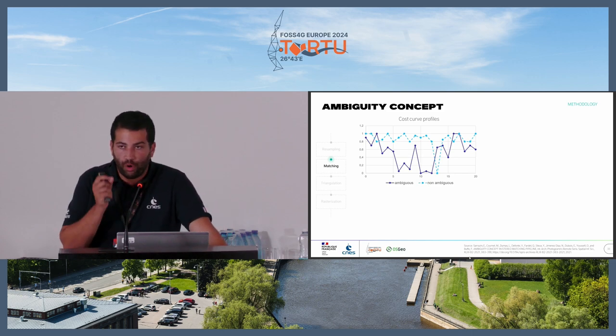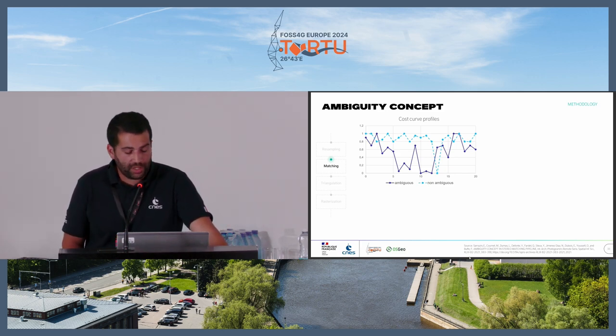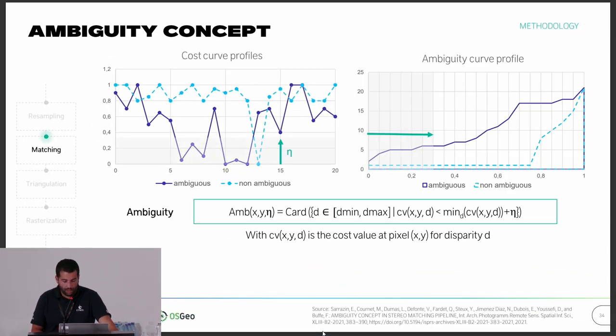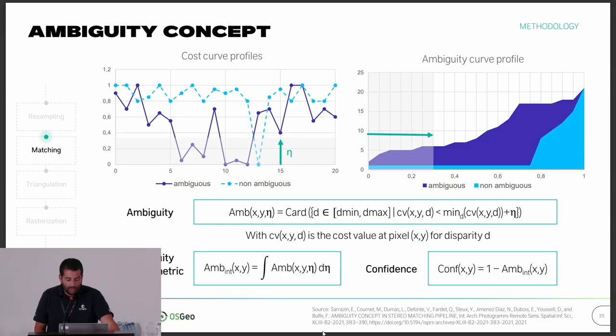For pixels which have only one corresponding pixel, the profile is non-ambiguous. But in homogeneous areas, for example, you can have ambiguous profiles. These cost curves are derived into ambiguity curve profiles thanks to this equation, and we obtain this curve. The integral of these curves gives us the ambiguity of each point, or if we compute the formula of confidence, we can obtain the confidence of each point and know which points we are sure to have a good height, and which pixels are more ambiguous.